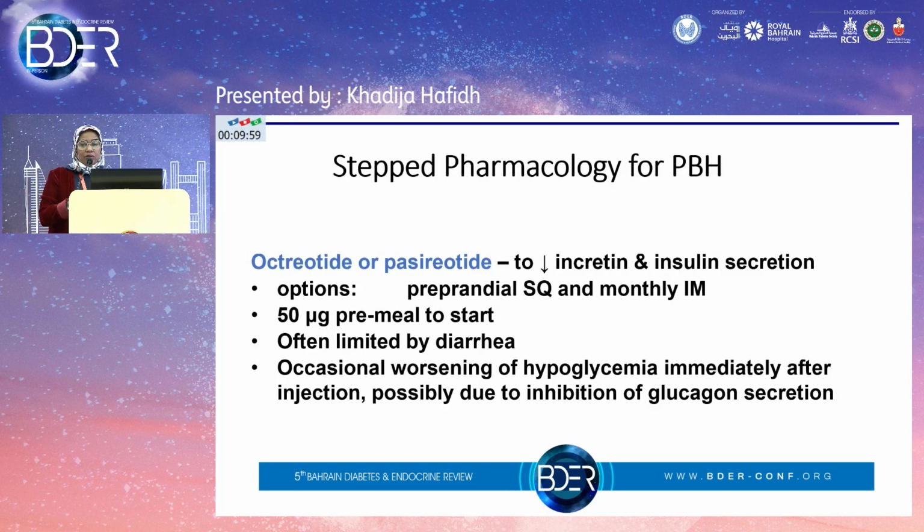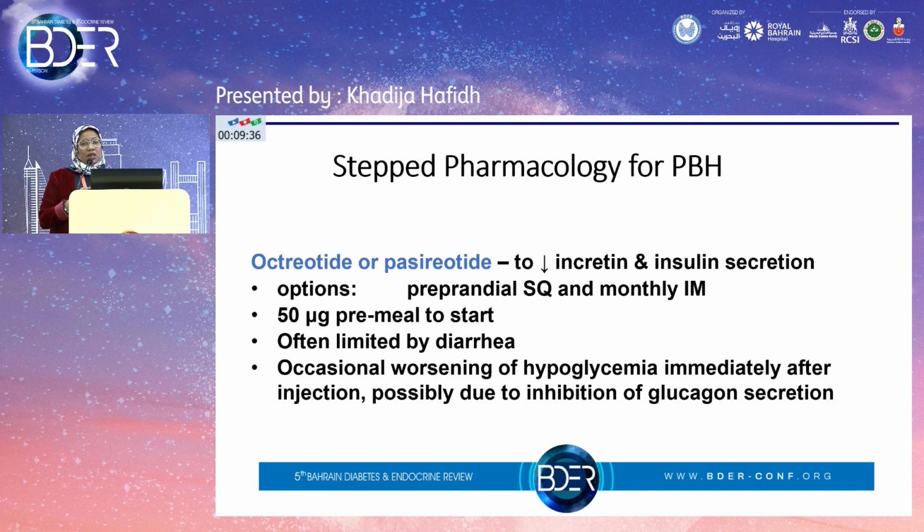If acarbose doesn't work, you can use octreotide and pasireotide. We've heard a lot about pasireotide today in the context of acromegaly and in Cushing's. One of the side effects of pasireotide is hyperglycemia, so you may use that side effect profile of that drug to reduce both the incretin and insulin secretion.